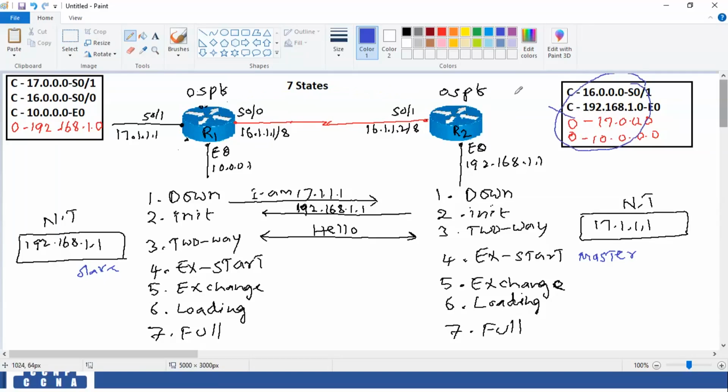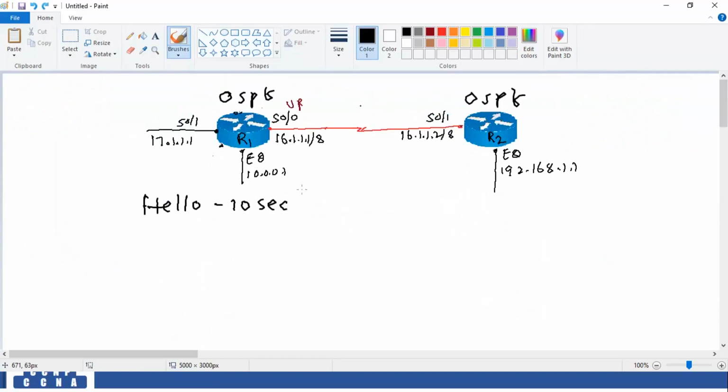To exchange the database, OSPF uses another packet called the DBD packet, database description. In an OSPF network, database information is exchanged using DBD packets. Neighbors are discovered by hello packets.